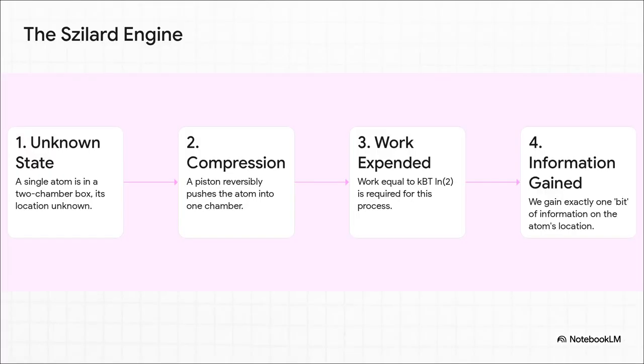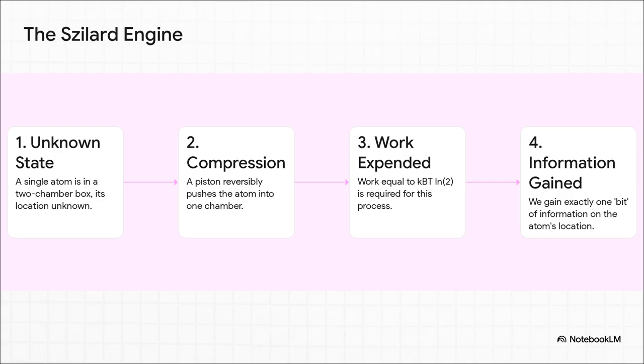To see this connection, let's walk through a classic thought experiment called the Szilard engine. Imagine a box with one single atom bouncing around inside. There's a divider in the middle, and we have no idea which side the atom is on, okay? Now we slowly push a piston in, squishing this one-atom gas into one half of the box. Doing that costs us energy, a very specific amount of work.